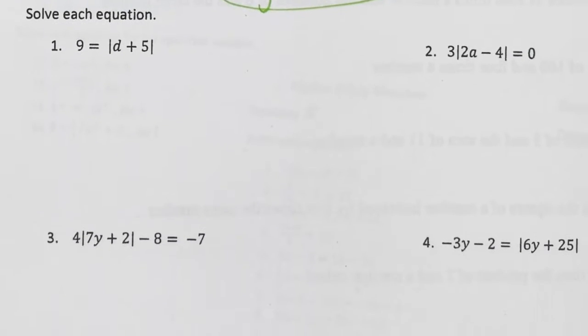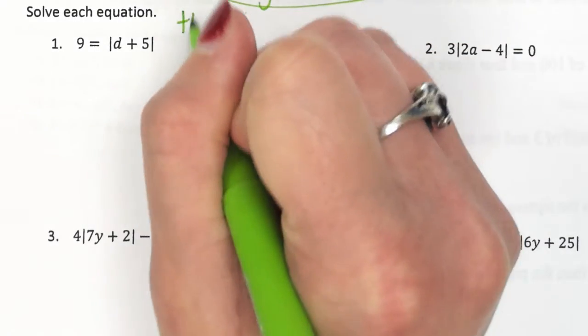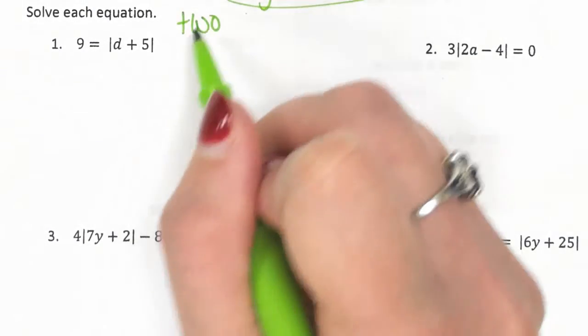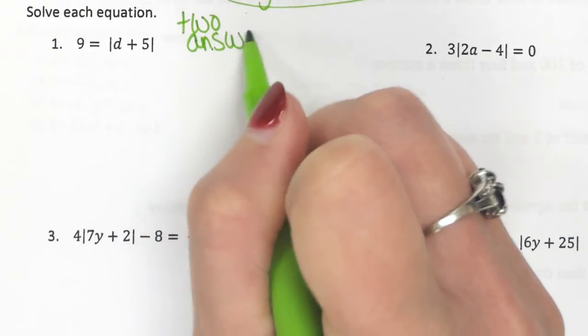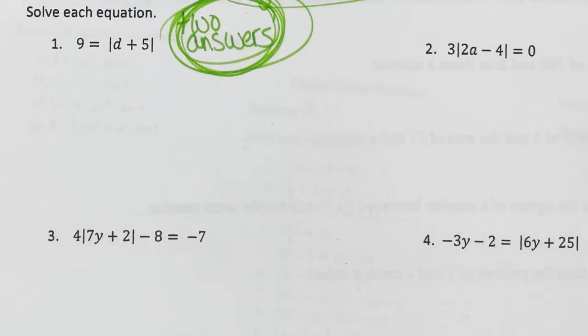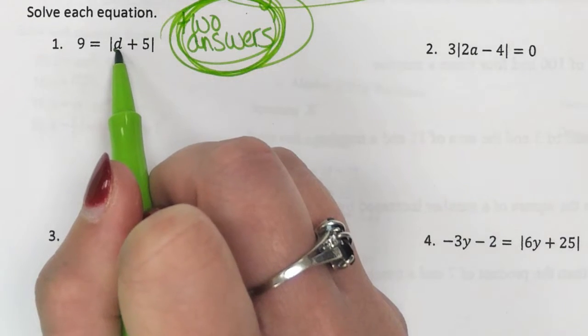All right, absolute values. Here we go. You got 2 answers when you have absolute values. Write that down. 2 answers. Highlight it, star it, know it. Always, when you see those bars, you're going to have 2 answers. You ready? Here we go.